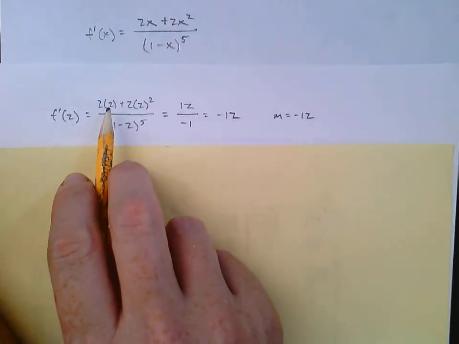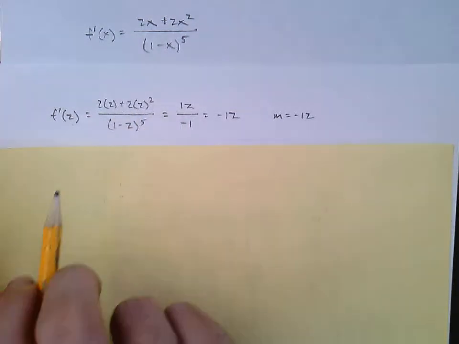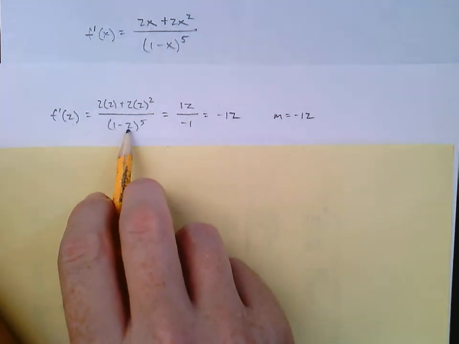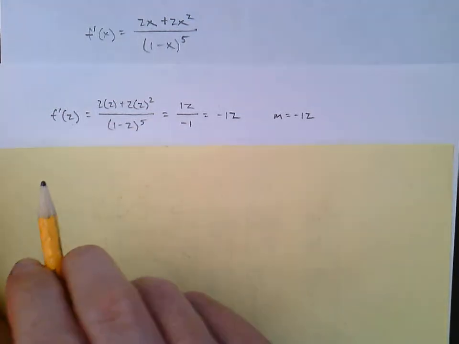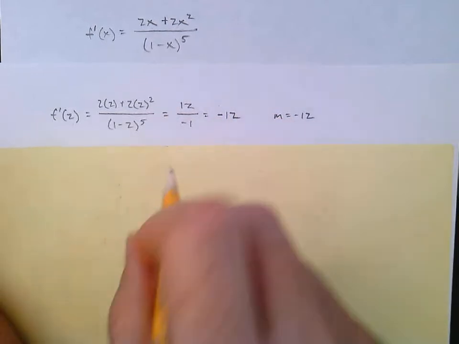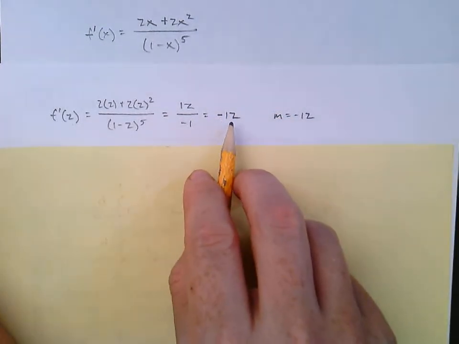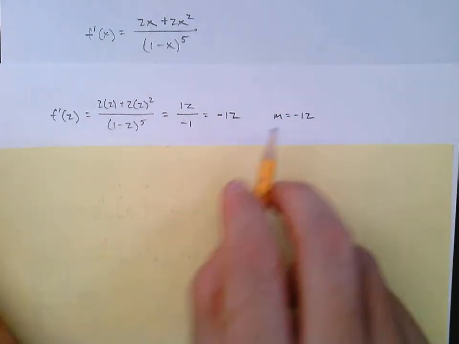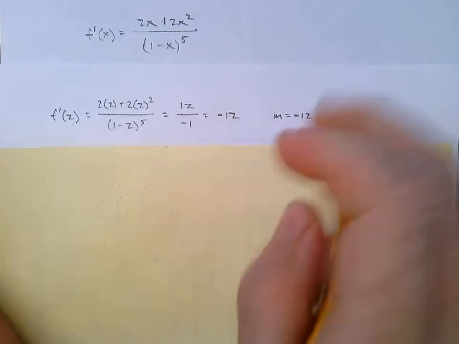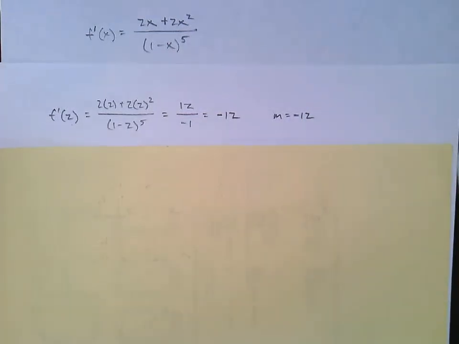Turns out, let's see, this is going to be 4 plus 8 will be 12. And that's negative 1 to the fifth, which is negative 1. So 12 over negative 1, the slope of our tangent line is negative 12. And we can just maybe write m equals negative 12. That's a little bit easier to think of it that way.